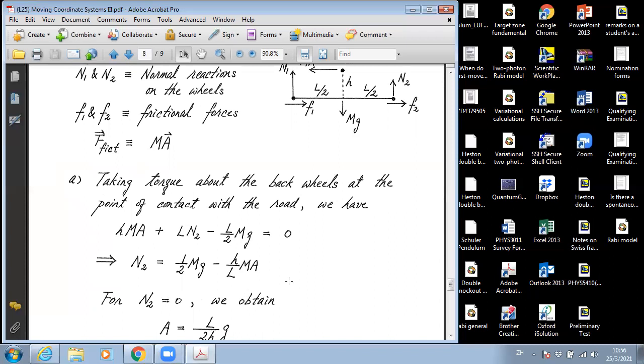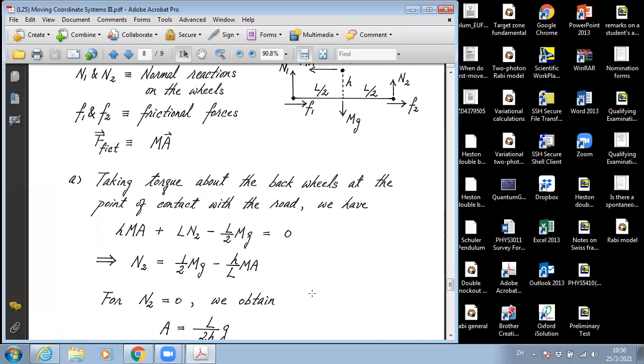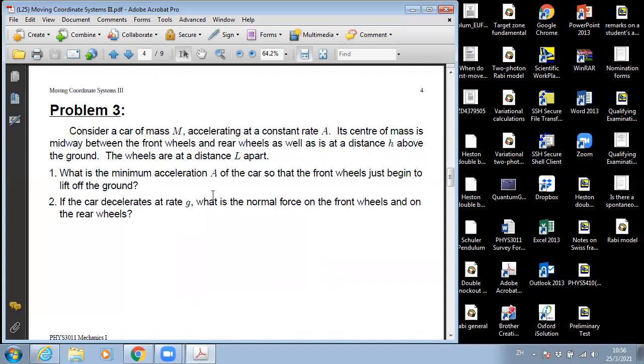For N2 equal to 0, we obtain a equal to L over 2h times g. All right. So that is the minimum acceleration. Now part 2. If the car decelerates at rate g, what is the normal force on the front wheels and on the rear wheels?